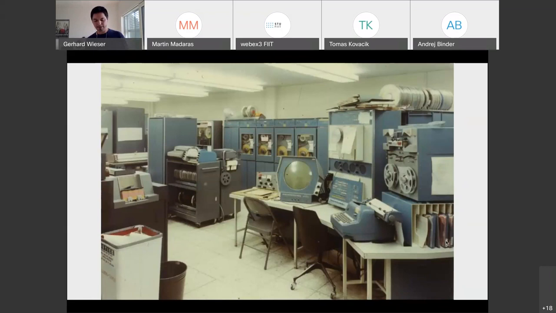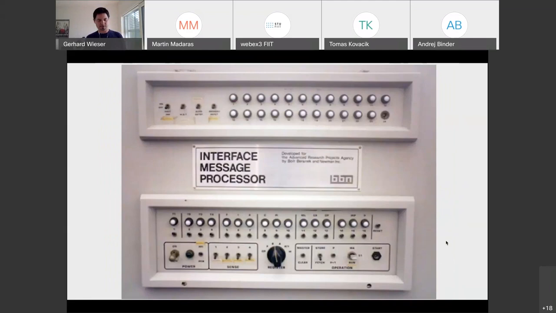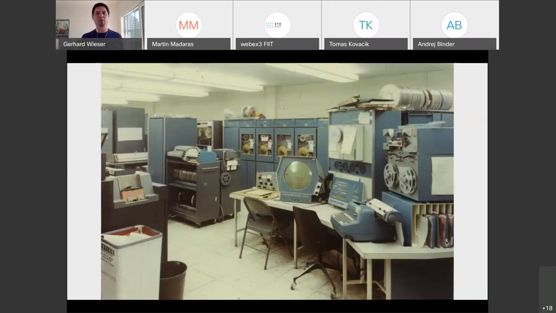And this is how the first interface message processor looked. The code was written on this PDP-1 that I showed you on the last slide. But the actual hardware that would run the code was a Honeywell DDP-516. I think you can still see those at UCLA, at Leonard Kleinrock's lab, which was one of the first nodes that participated in ARPANET. So I think you can still see some of the originals there. And by the way, there's a PDP-1 running at the Computer Museum in Mountain View in Silicon Valley.